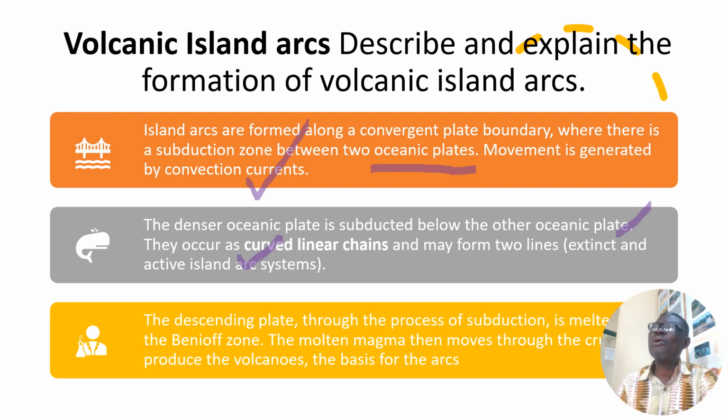That one I don't know now, why they are curved. So go and search, then come and tell me. The descending plate through the process of subduction is melted. So you need to hammer on the melting effect of the subducted plate, giving us magma to create the volcanoes on the surface. It's a chain of volcanoes, different islands. Okay, the island arcs.